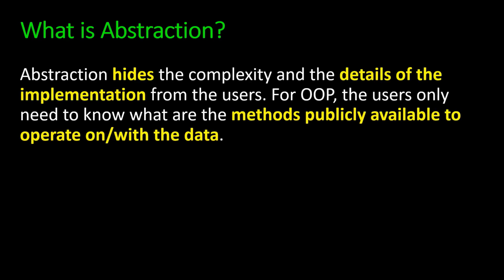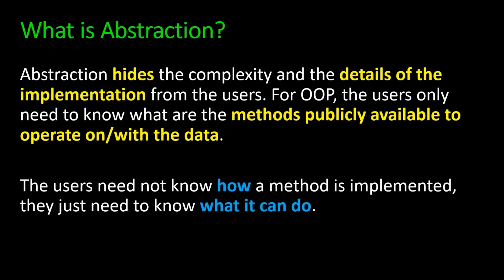Before I move on to encapsulation, I want to talk about abstraction. What is abstraction? Abstraction hides the complexity or the details of the implementation from the user. In the case of OOP, the user only needs to know what methods are publicly available to operate with the data. The user need not know how a method is implemented. They just need to know what it can do.